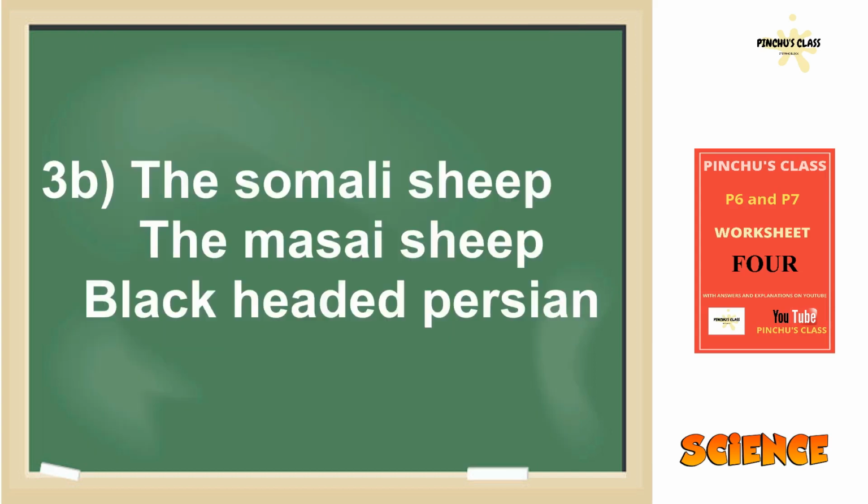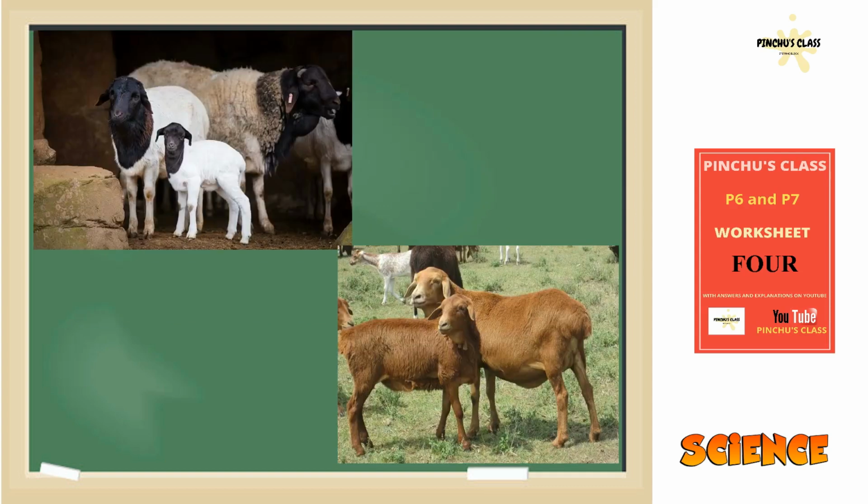And then 3B, examples of sheep purposely kept for mutton production. We have the Somali, the Maasai, the black-headed Persian. Those kinds of sheep are kept purposely for mutton production.